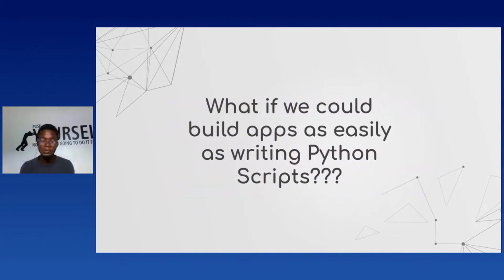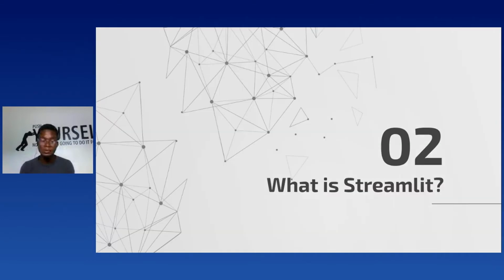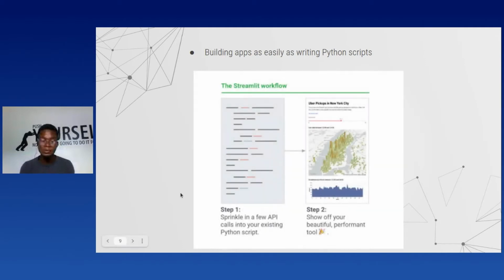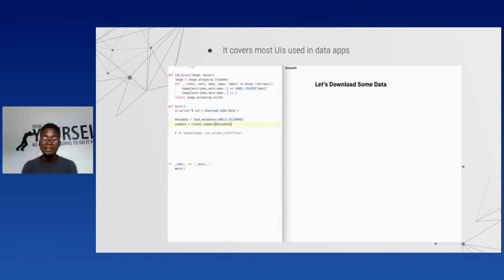So that leads us to this $1 million question. What if you could build apps as easily as writing a Python script, right? Yeah, and that leads us to Streamlit. What's Streamlit? Streamlit is all about building apps as easily as writing a Python script. Let's say you have a Python script right here, and then you sprinkle in a few API calls into your functions, and you move over here, and you can show off your beautiful and performant web app. It's that easy, yeah. And we'll go to a demo very soon.